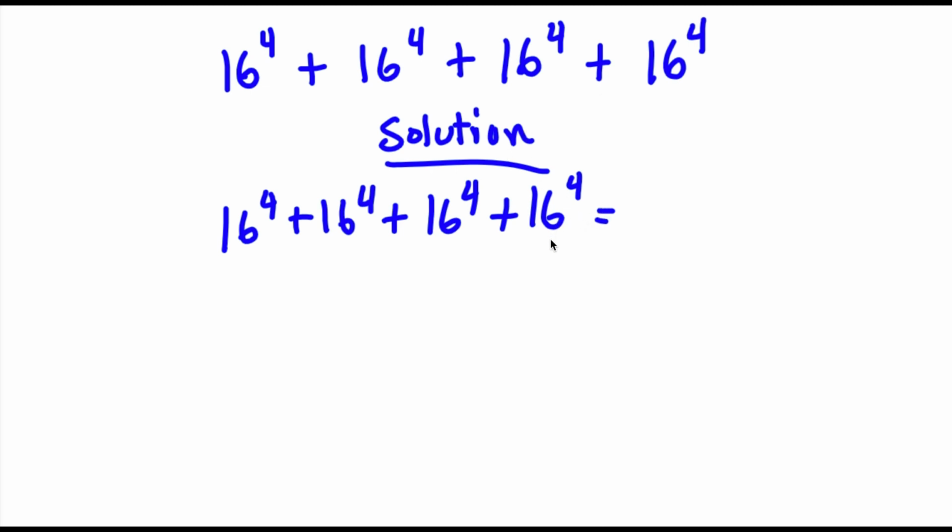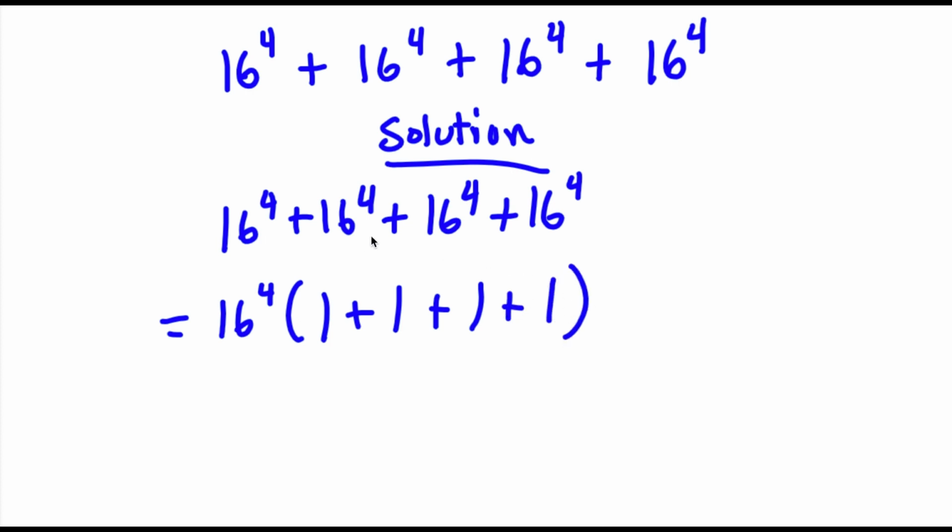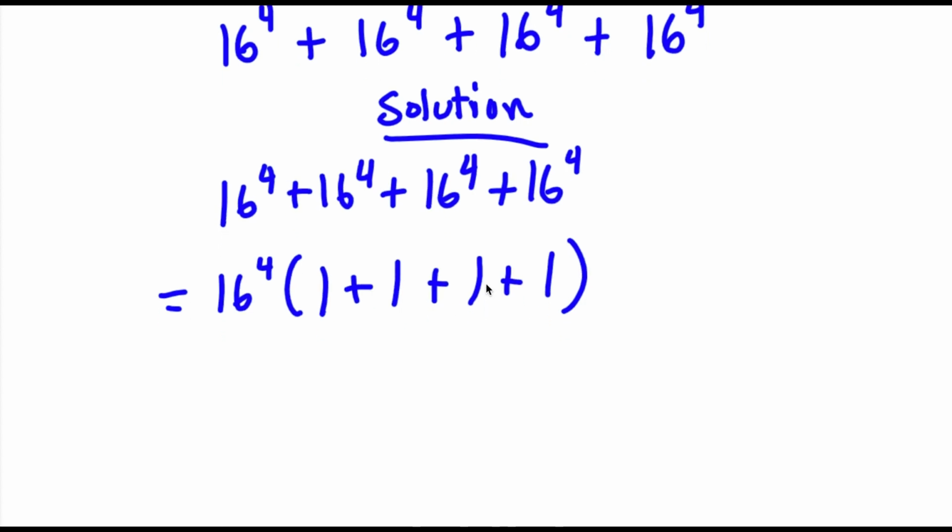Now, what I can do from this is I'm going to factor out 16 to the power of 4. So now this is equal to 16 to the power of 4 times, now 16 to the power of 4 divided by 16 to the power of 4 is 1, so I have 1 plus, again, 1 plus, again, 1 plus 1. So now I have 16 to the power of 4 times 1 plus 1 plus 1 plus 1.